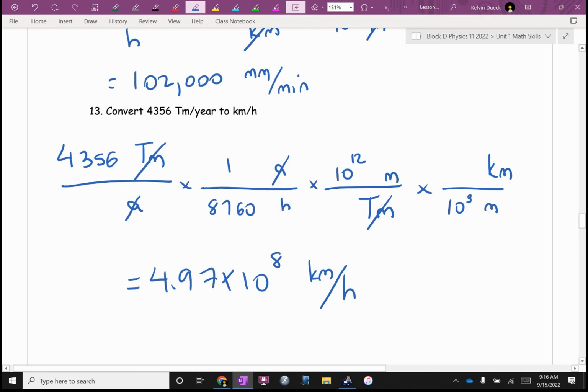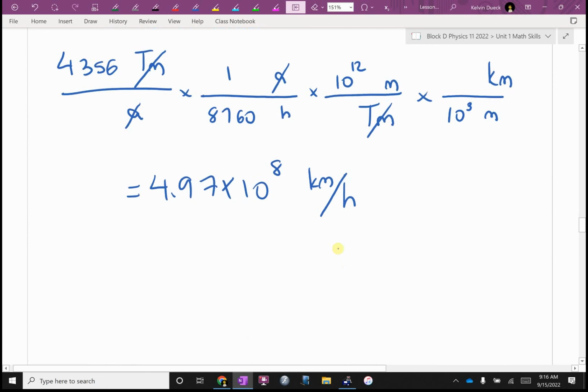Okay. This unit conversion, dimensional analysis, building a fraction chain, Oliver, works for anything. Works for anything.